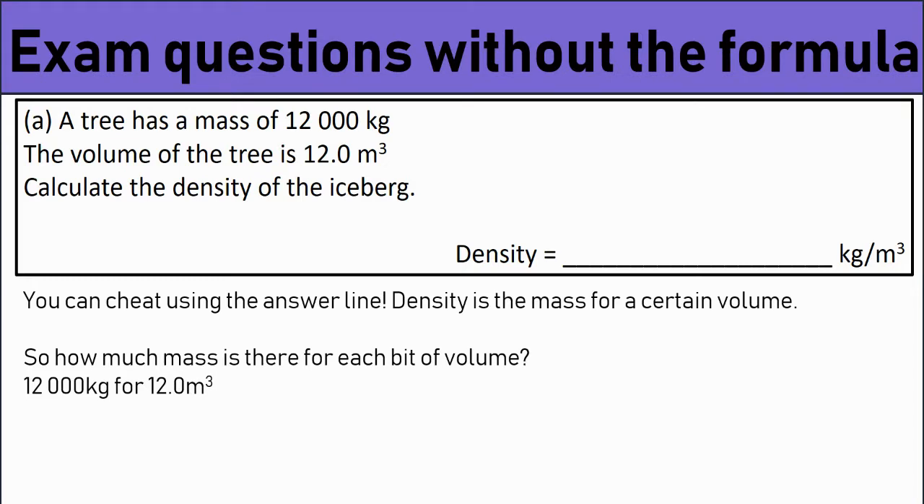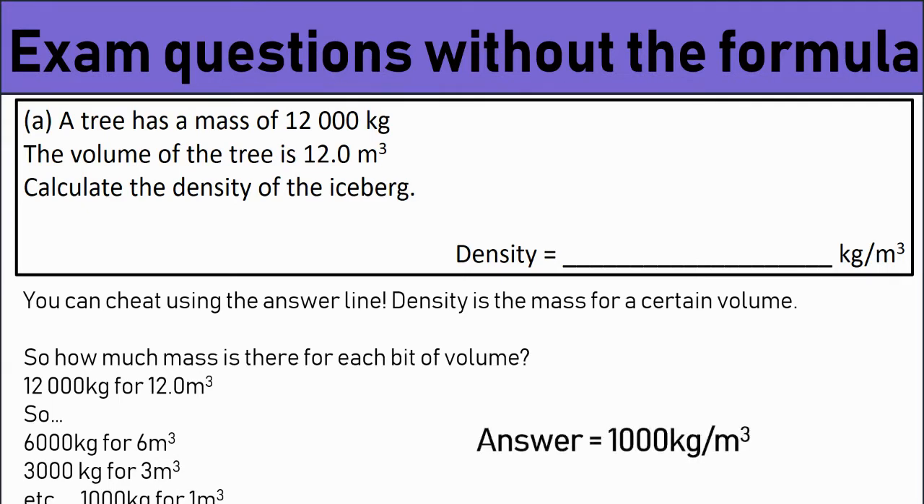So now we need to work out how much mass is in 1 meter cubed. So we could do this kind of thing. We can say, well, actually in 6 meters cubed, half of it, there must be half the mass, which is 6,000 kilograms. In 3 meters cubed, which is half of it, we'd have to halve the mass as 3,000 kilograms. And then you can obviously see how we're going to get to 1 meter cubed, and we end up with a density of 1,000 kilograms in 1 meter cubed, which means our answer is 1,000 kilograms per meter cubed.